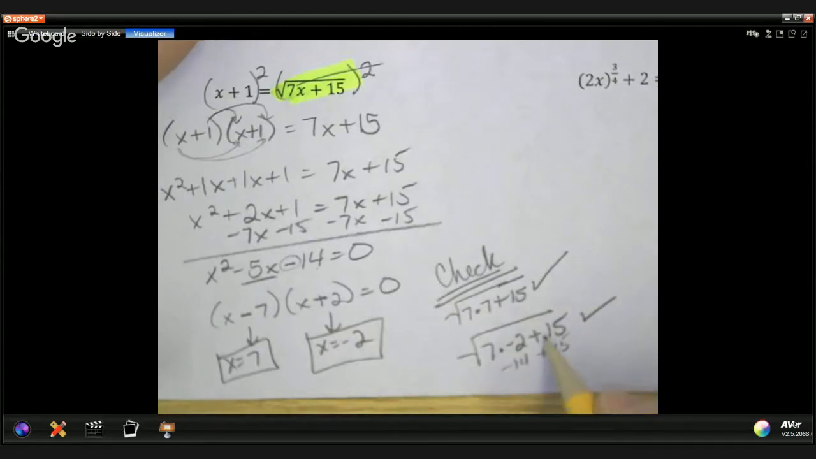If this had said -15, then I would have had the square root of -29, which wouldn't have worked. Because you can't take the square root of a negative, this would not have been an answer. But because I get a positive number right here, it works.